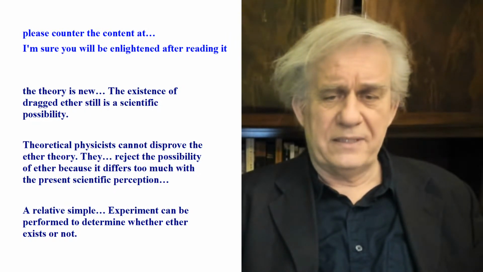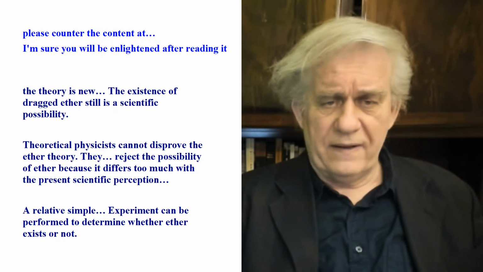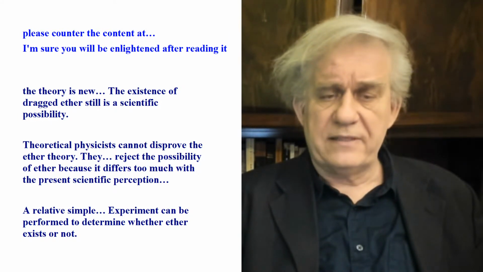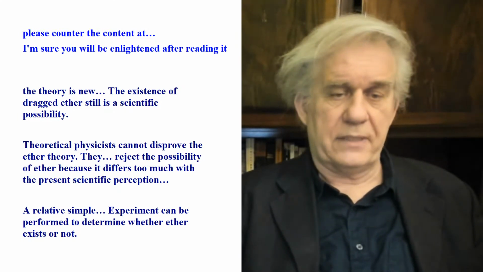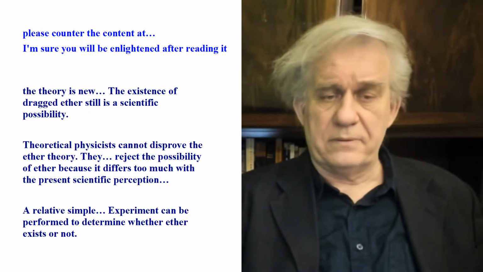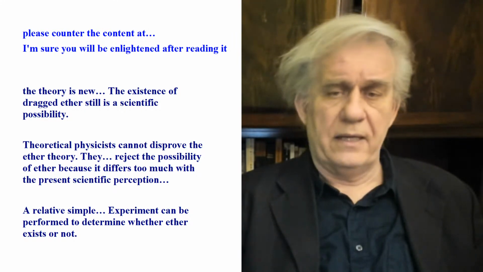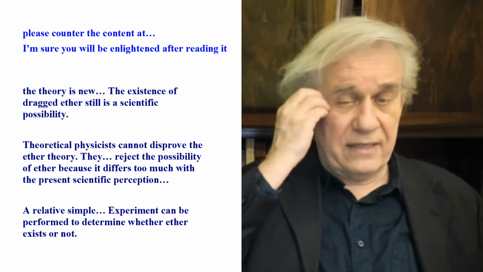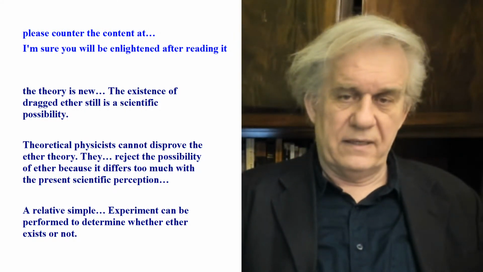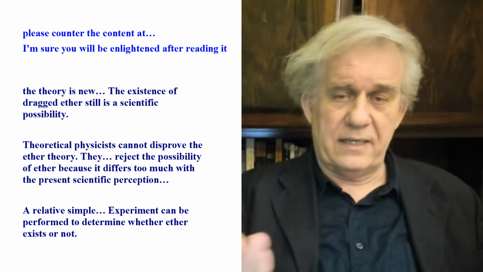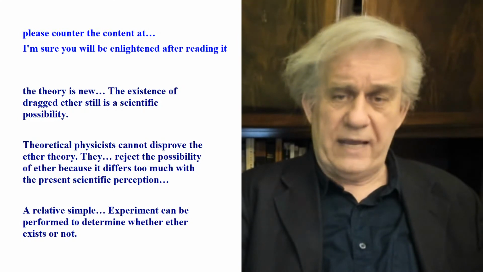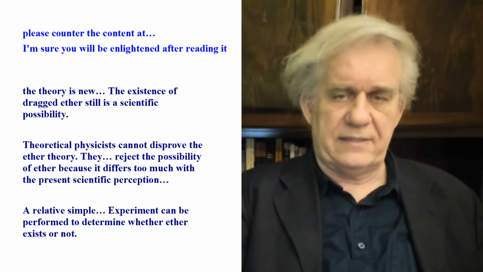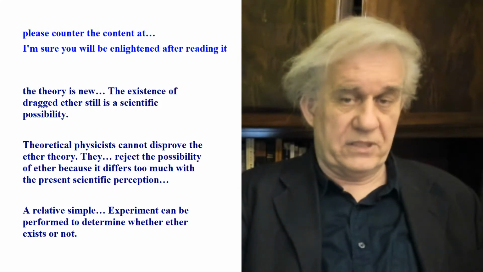Okay. So he wants people to prove or disprove. They rejected the possibility of ether because it differs too much with the present scientific perception. Okay. A relatively simple experiment can be performed to determine whether ether exists or not. Well, the first thing we have to say is that the mathematical physicists, they believe in the ether. Laughlin, Nobel Prize, he said, what we have in mathematical physics is an ether. We just don't call it that because it's taboo.